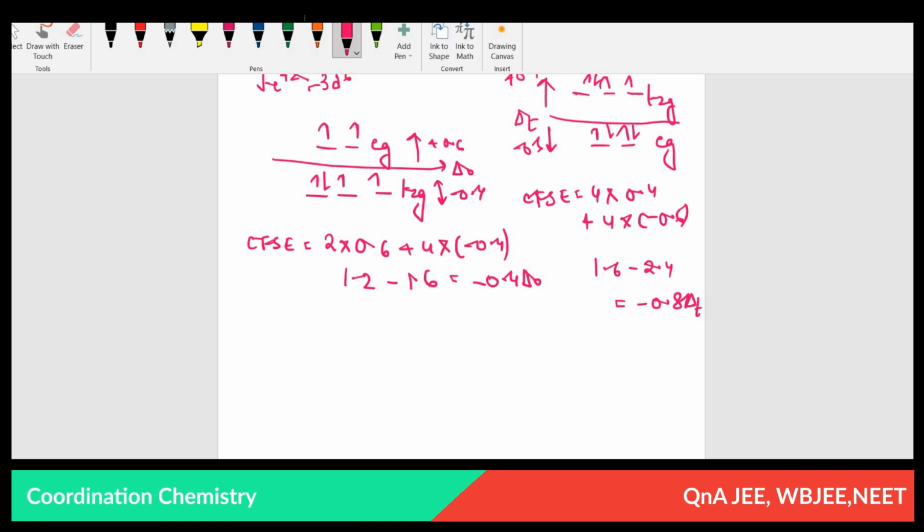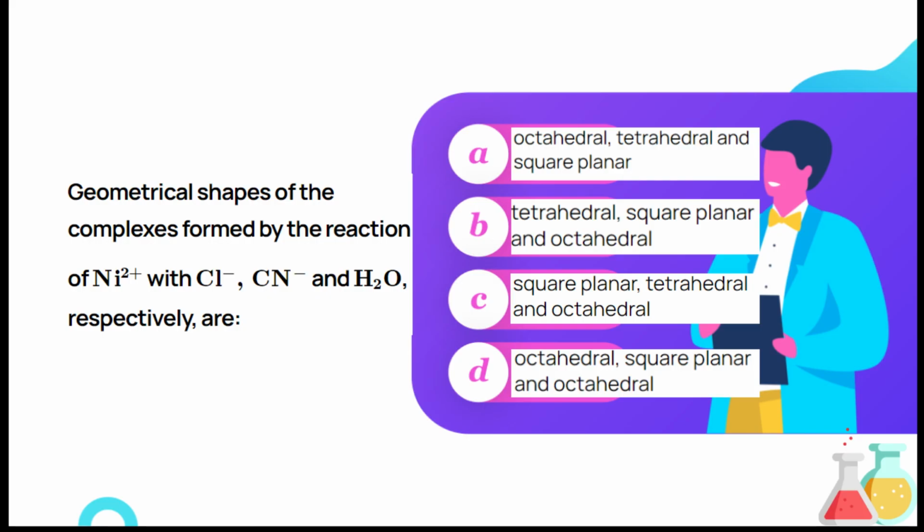Moving on to the next question. The shapes of the complexes. Now, this is a very interesting question. When nickel 2 plus reacts with the given ligands, Cl minus, CN minus, and I believe water, what would be the shapes? Now, nickel, a d8 system, is very important. Why? Because d8 systems have a very different kind of logic.